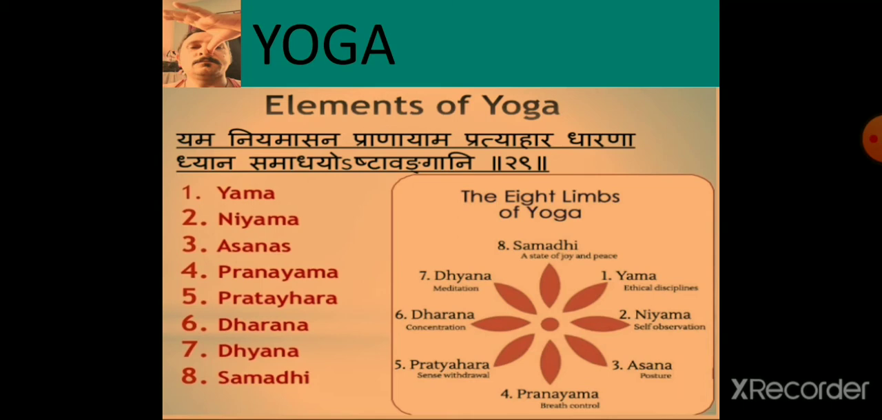These 8 limbs of the yoga can be practiced stepwise. And the steps are also given. What are the types of yam, niyam, asan, pranayam, pratyahar, dharana, dhyan, samadhi? Everything we will discuss in detail. But the primary thing is these must be in this given order.